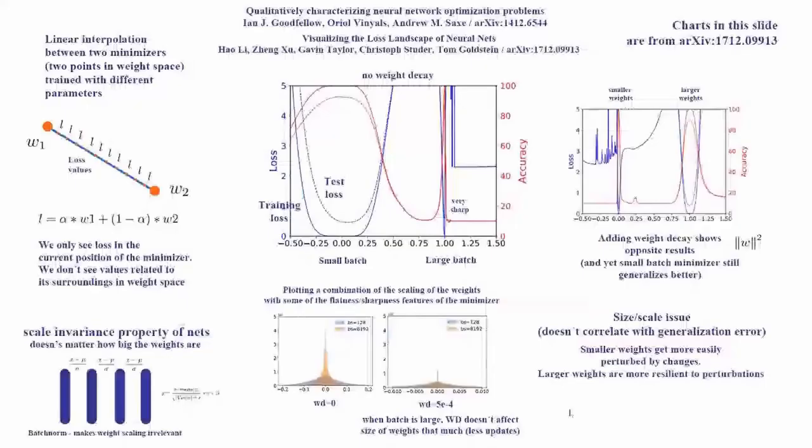In this slide, we see some graphs from Tom Goldstein's team paper, in which we see an example of the problems that this can create. For example, if you train a couple of networks, one with small batch size, one with large batch size, and then you interpolate between these points in weight space, and then you create a visualization, you see that in the small batch size, you get a flat wide minima, and in the large batch size, you get a sharp minima. And then you increase the weight decay.